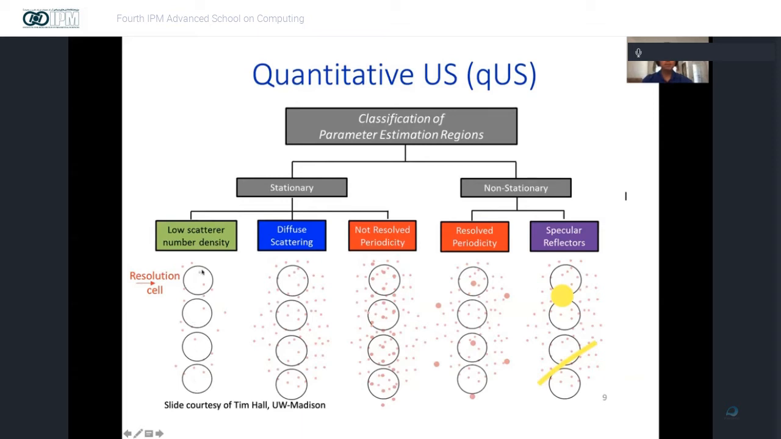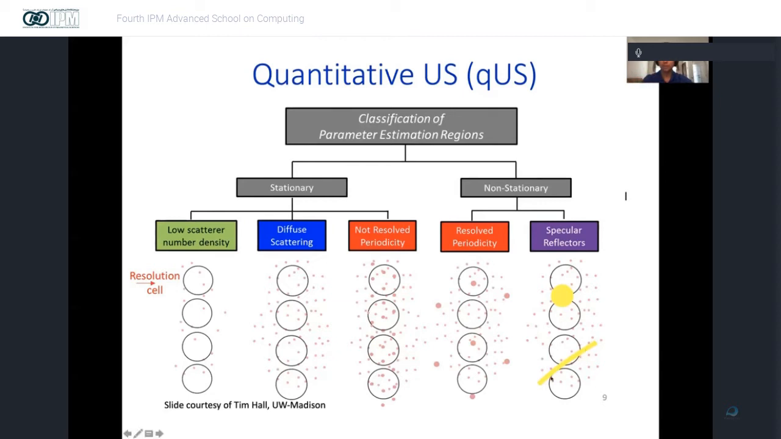For example, we can have few scatterers that scatter ultrasound in different directions. These are resolution cells, so that's the minimum size that ultrasound can resolve based on its wavelength and other imaging parameters. We can have diffuse scattering, where we have a lot of small scatterers throughout the tissue, and different types. So here, for example, we have specular reflectors. This is when we have a strong boundary that reflects ultrasound in a certain direction.